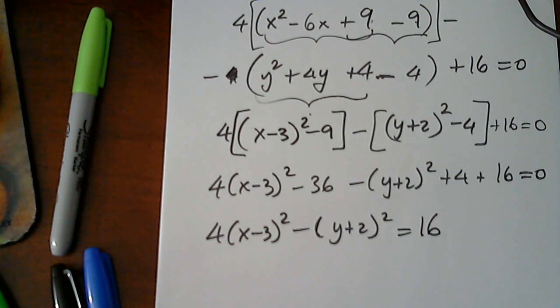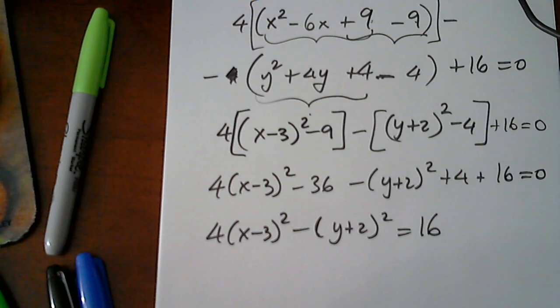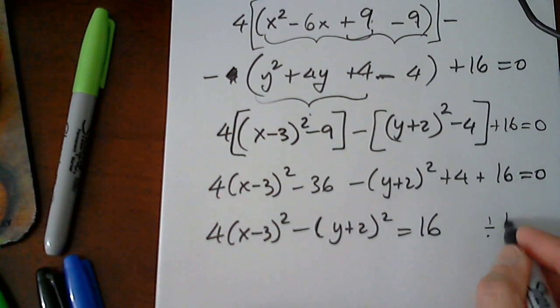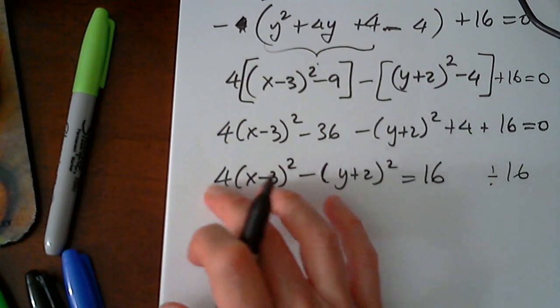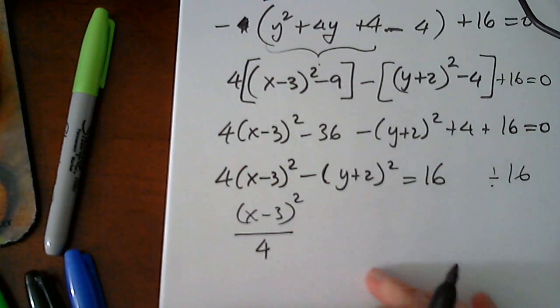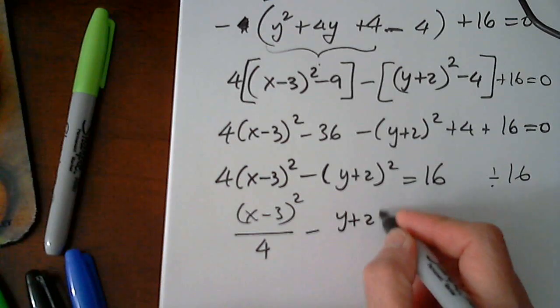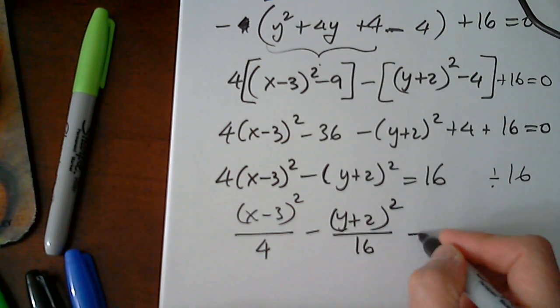Let's stop for a minute and think about the steps and see if you have any questions before we continue. Any questions? Charles? Divided by 16. Yes, perfect. Now we have to divide by 16. So 4 divided by 16 will be 4, because we simplify by 4. Here, minus y plus 2 squared divided by 16, and this is 1.